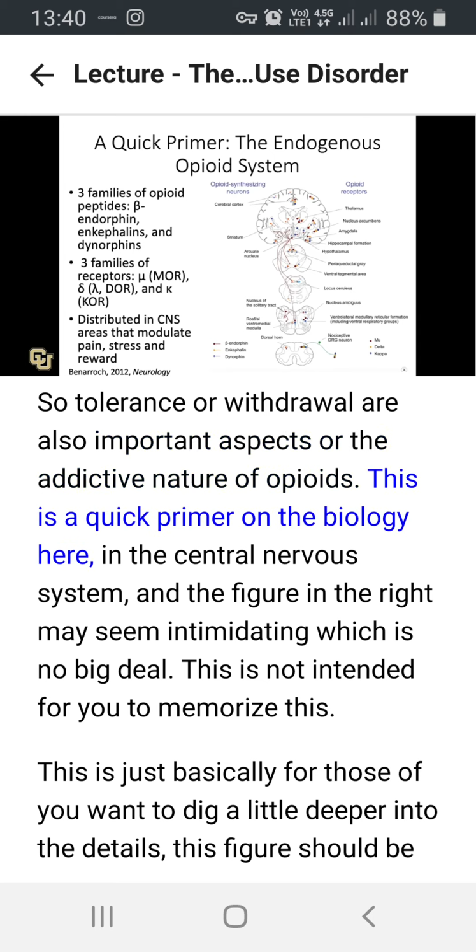This is a quick primer on the biology here in the central nervous system. The figure on the right may seem intimidating, which is no big deal. This is not intended for you to memorize.